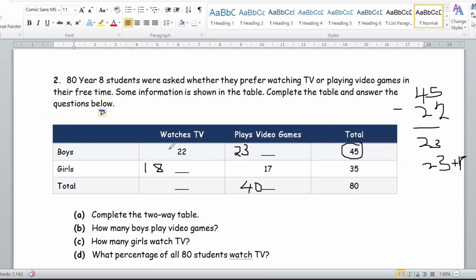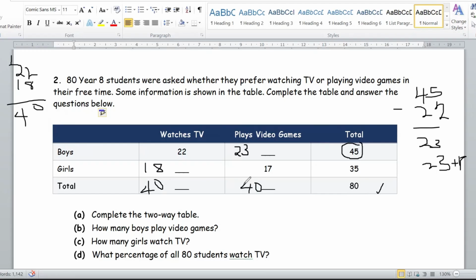Now let's look at this column. All we need to do as well is add 22 to 18. If we do that, we should have 40. This plus this gives us 10, 0, carry 1 here. That makes it 3. That should give us 40. And if you look at this, 40 plus 40 should give us 80, which means we are correct.